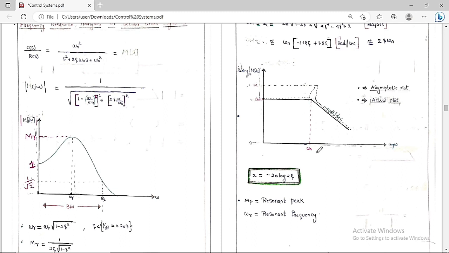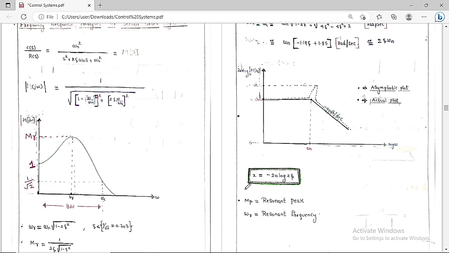So at omega equal to omega n, the slope starts at minus 40 decibels per decade. Then what is the value of this x? X is nothing but minus 20 log 2 zeta. So this is the exact, or actual, plot, and x is equal to minus 20 log 2 zeta.